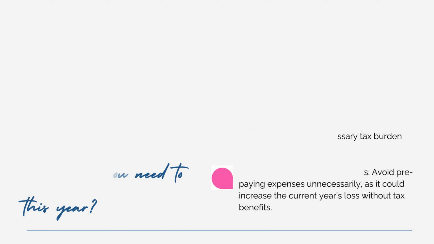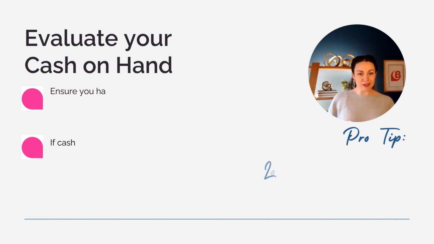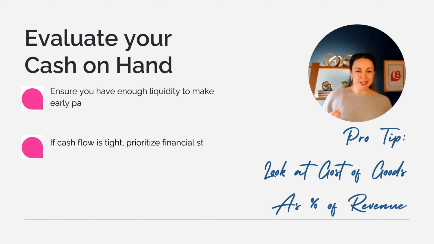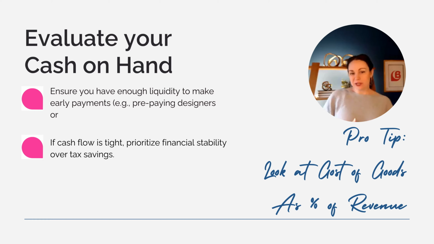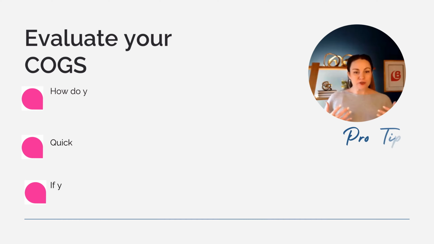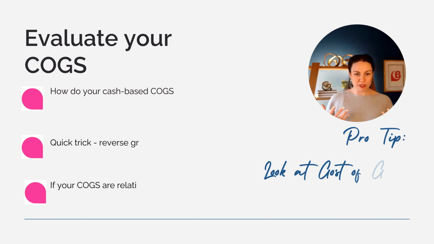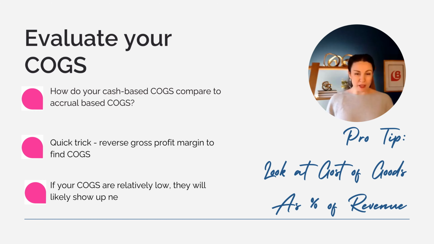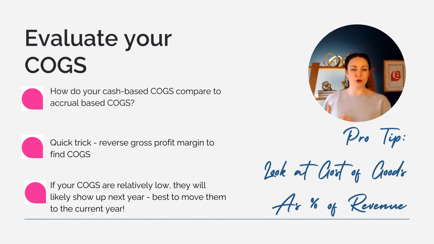Then you can start thinking about, do I have cash on hand in order to pay some designers ahead of time? Now, if you want to get into some more advanced analytics here, this is where you can start to think about your cost of goods as a percentage of revenue. How does what you're paying for cost of goods in the current year compare to what you would be reporting if you were reporting on an accrual basis?